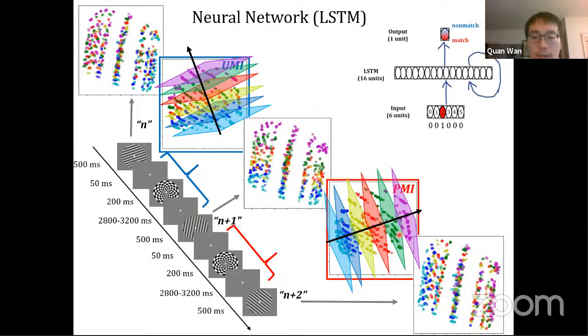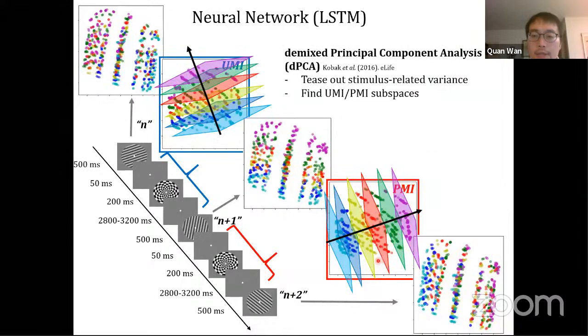To characterize the rotational transformation from UMI to PMI, we used a dimensionality reduction method called demixed PCA. Unlike PCA, dPCA ignores trial-to-trial fluctuations and can tease out sources of variability only dependent upon the stimulus condition, which we care about. It allows us to find UMI and PMI specific subspaces indicated by these black arrows.